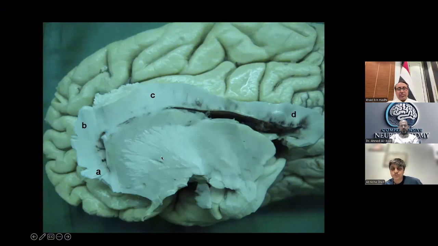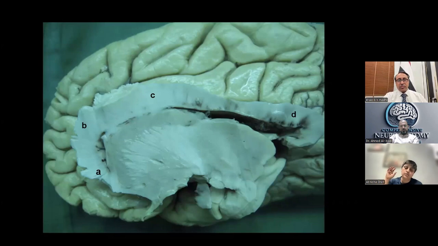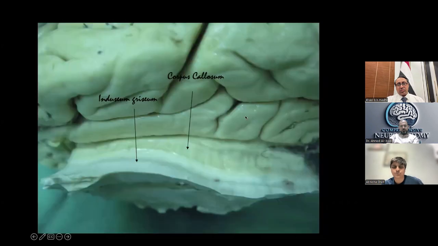So I will show you this now in dissection, how the hippocampus looks when you come from medially, how it looks when you come from laterally, and how it looks when you come from inferiorly. So this is coming from medially. This is the corpus callosum. We know this structure very well.